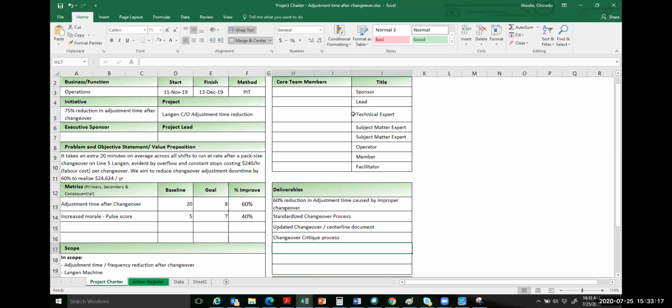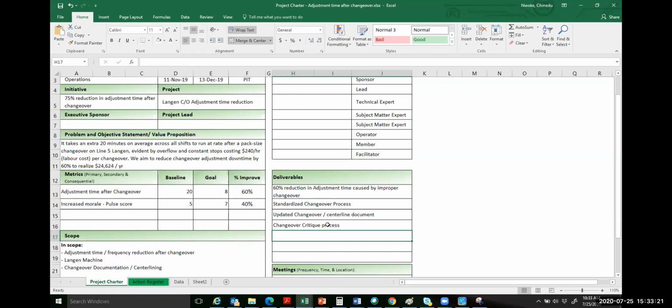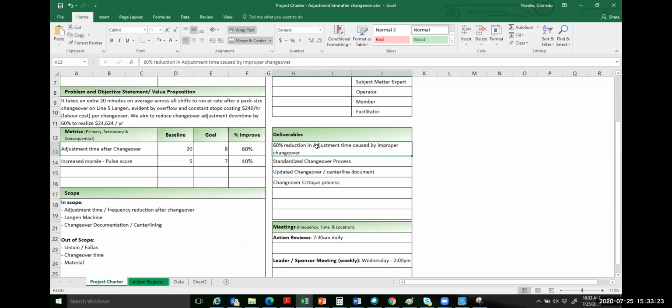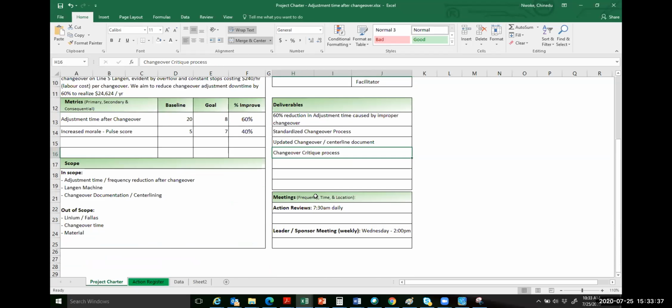So this kind of shows just what you want to do, the team members and your deliverables: a 60% reduction in this time, a standardized changeover process, and updated changeover documents. It also states the time the meeting should be had, the sponsor meeting, and that kind of thing. So it really helps to have a very clear problem statement.